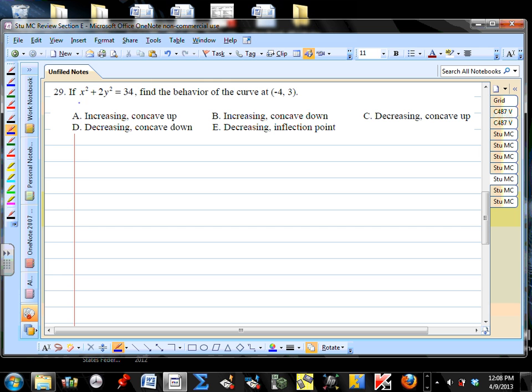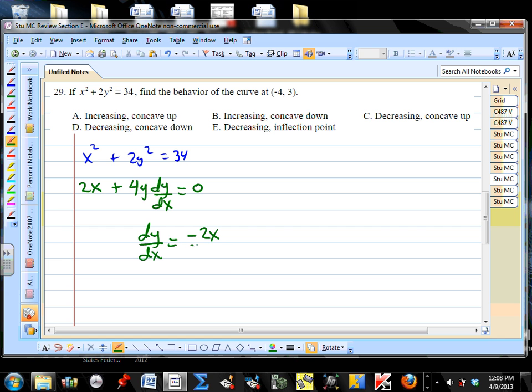Let's do some implicit differentiation. x squared plus 2y squared equals 34. Well, the derivative of each term here with respect to x is what we're going to find. The derivative of x squared is 2x. The derivative of 2y squared is 4y dy/dx. The derivative of 34 is 0. Now we'll get dy/dx by itself. So we're going to subtract 2x and divide by 4y.